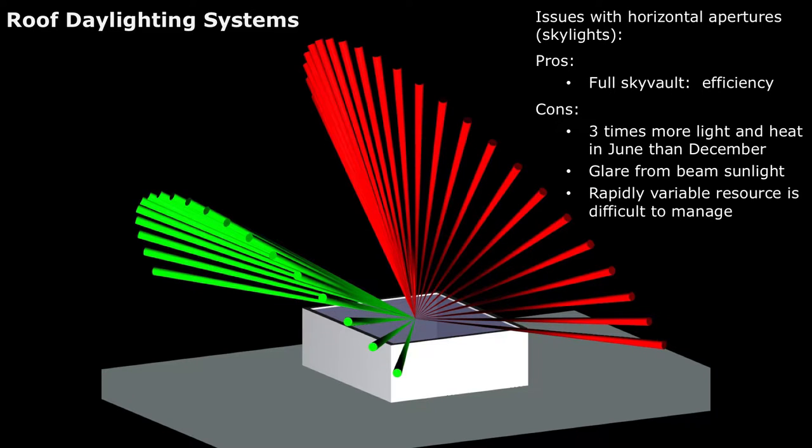To talk about some of the downside of them, in this diagram we're showing a conceptual little building with an opening in the roof, and you see some red needles which represent the sun angles on the summer solstice, June 21st, and some green needles that represent the sun angles during the winter solstice, December 21st. One of the things you want to note is there are a lot more red needles than green. This is at 36 degrees north latitude, by the way, so it's just an example we're taking.